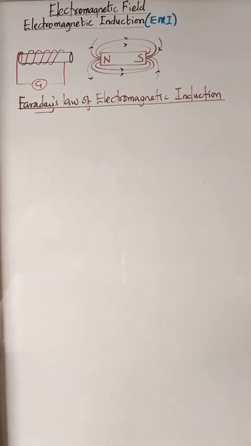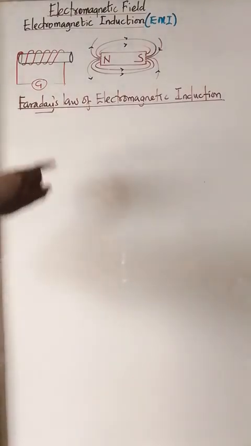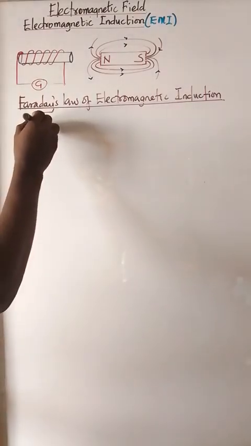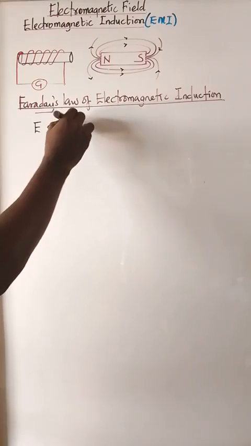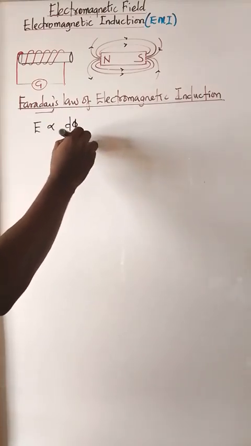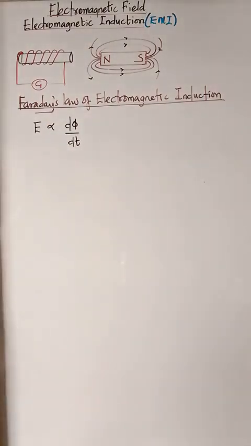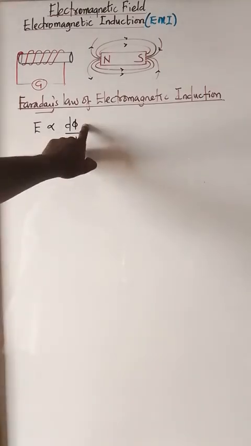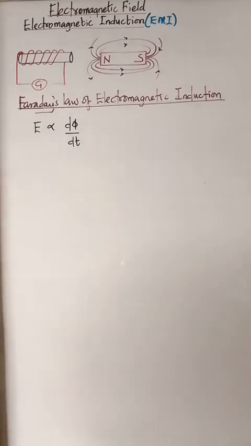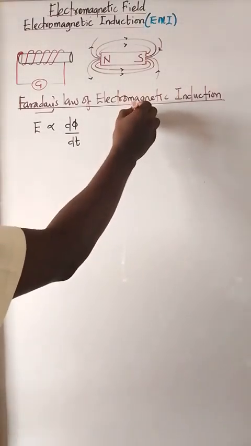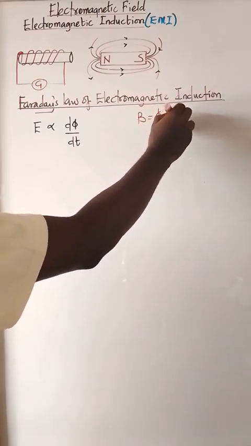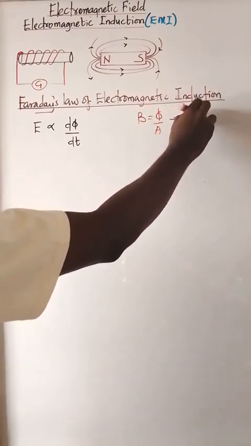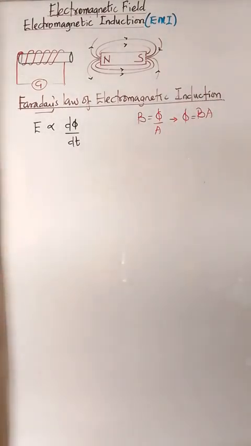So Faraday's law now states that the EMF produced during electromagnetic induction is directly proportional to the rate of change of magnetic flux. This is the symbol for magnetic flux. We all know, we've done that before under magnetic field, that magnetic flux density is magnetic flux divided by area. So we can say magnetic flux is the product of what? Magnetic flux density multiplied by area, BA.